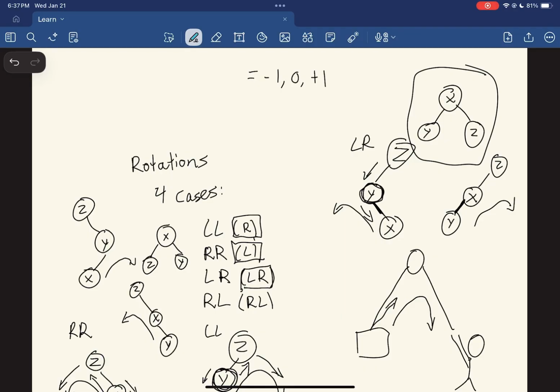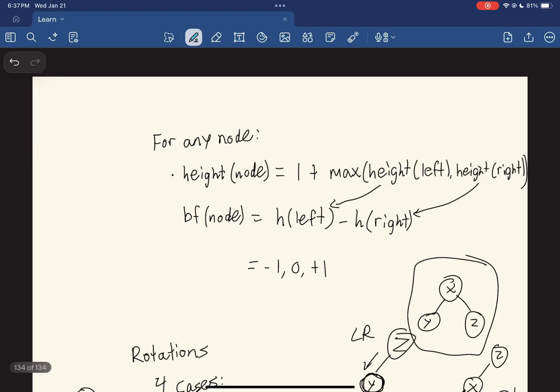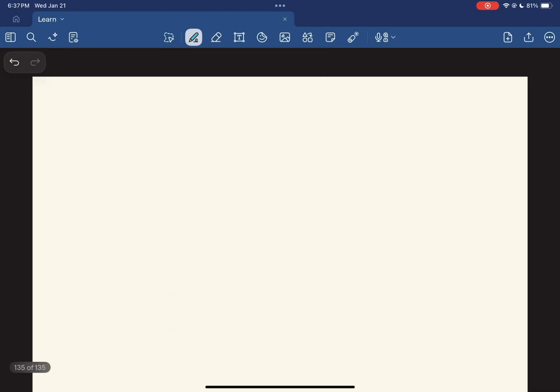And so, yeah, that's kind of it. Nothing else really. Just keep in mind. Oh yeah, that's right. I've got to explain what the balance factor means. Okay, so let's work on the balance factor.